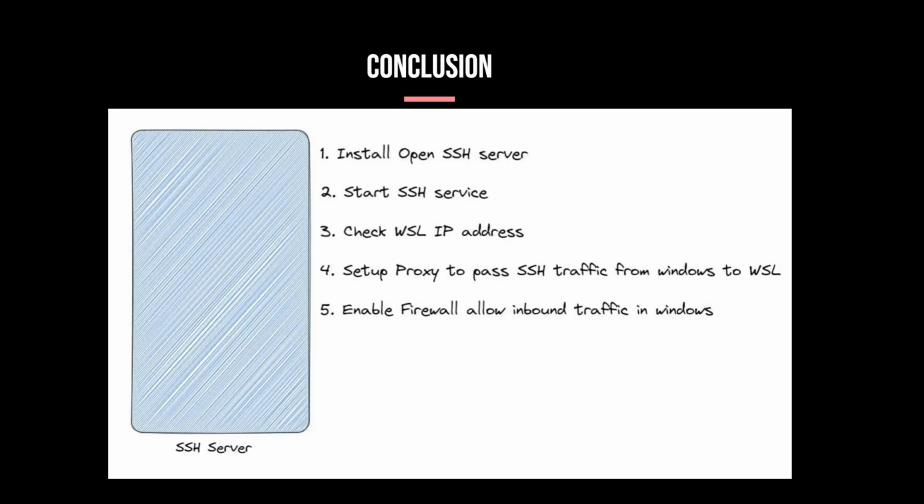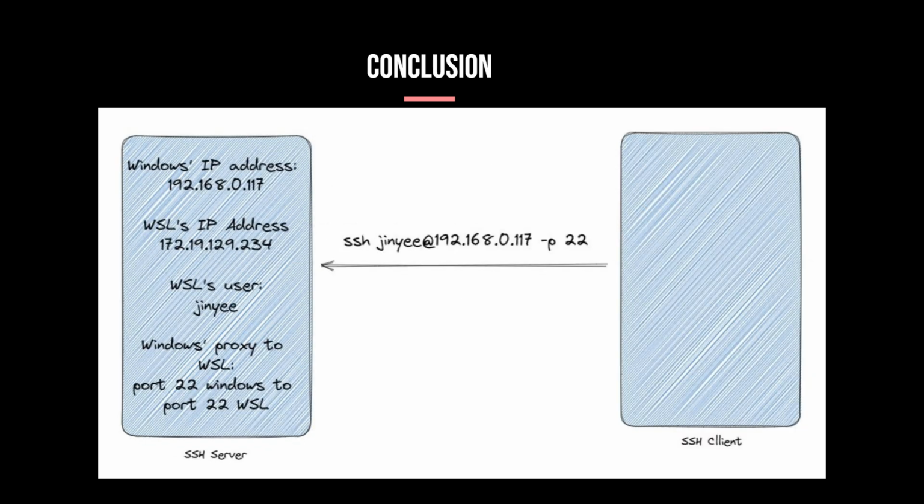In conclusion, to set up an SSH server in WSL, you need to install OpenSSH server, enable the service, set the proxy to pass traffic from Windows to WSL, and enable the firewall to accept inbound SSH traffic to Windows so that Windows can pass the traffic to WSL. To SSH into your SSH server, you need to use the ssh command, which includes your Windows IP address, WSL user, and the Windows port you set in the proxy to WSL.